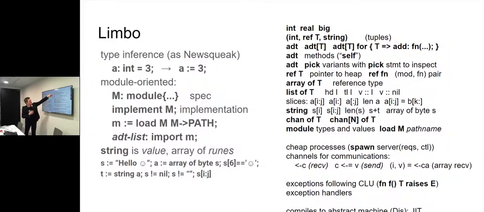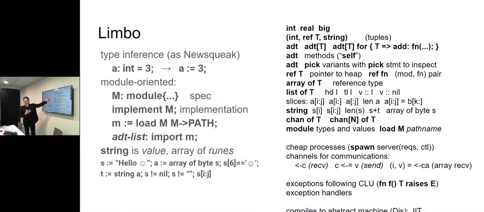The type system has int, real, and big, which is 64-bit; int is 32-bit. You've got tuples, you've got ADTs. Originally, there wasn't parametric polymorphism, but we added it at Vita Nuova. There's a pick variant within an ADT that allows you to express alternatives, and then there's a pick statement that allows you to inspect which alternative an ADT was using. So it gives you discriminated unions.